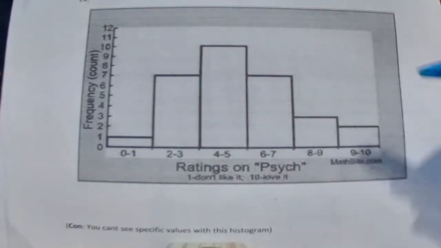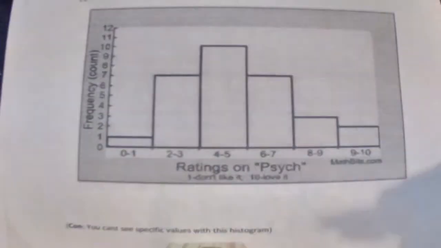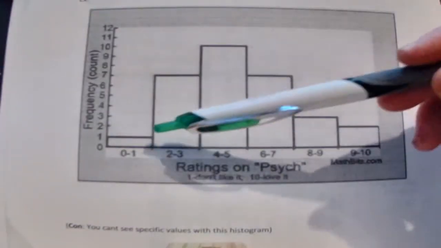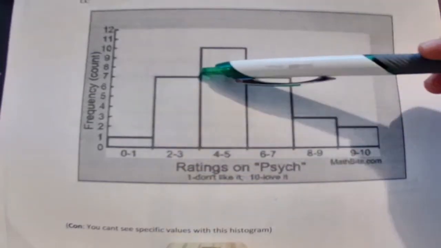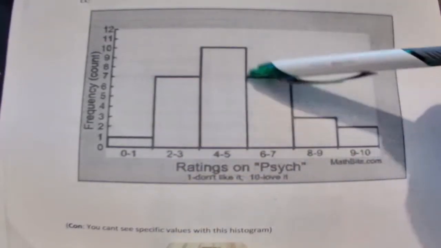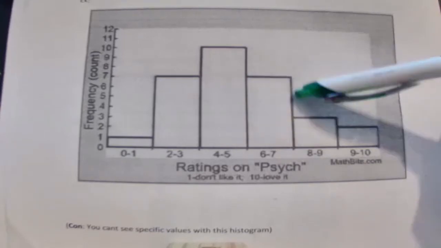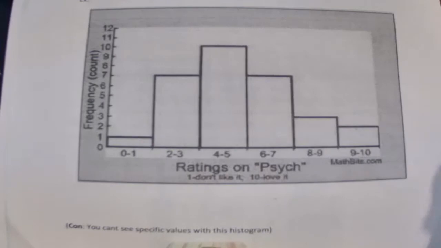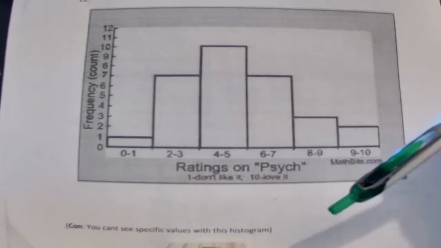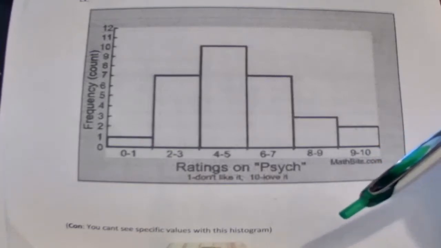So I gave you an example on that same page. So one thing that you want to remember with histograms is the histograms are going to touch. So that is something that you want to know when you're dealing with histograms. Another thing to know is its con. It says that you can't see specific values with this histogram.